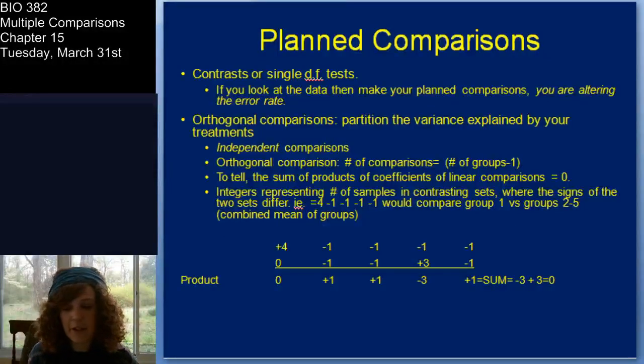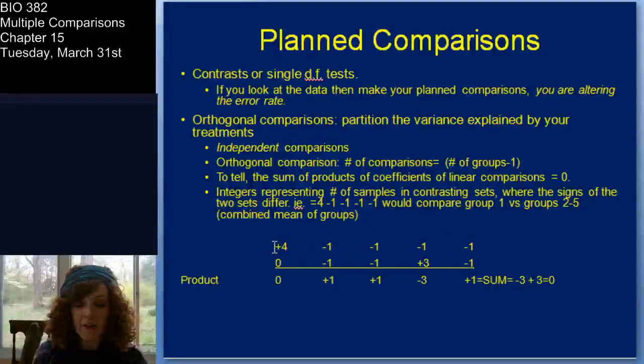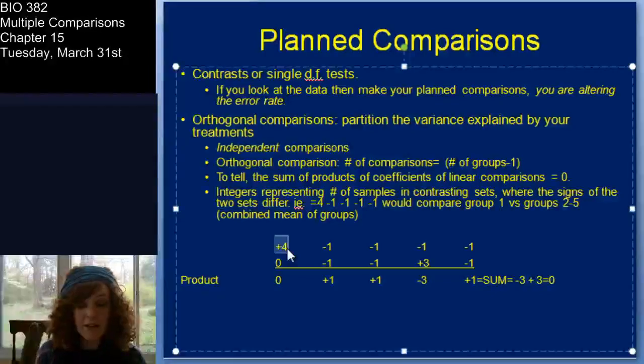Here's another example. Just go ahead and look here. So here I have 5 groups. So if I'm comparing this group to these, okay, then this would be plus 4, because I'm comparing this group to these.